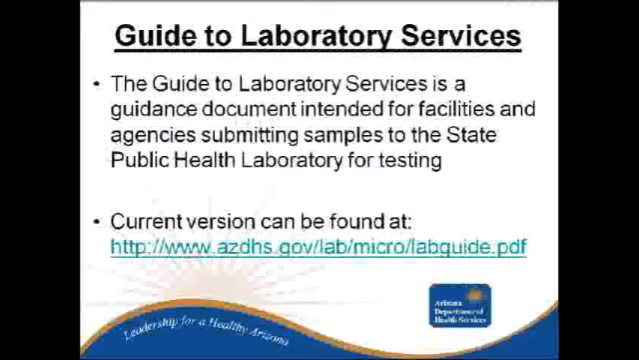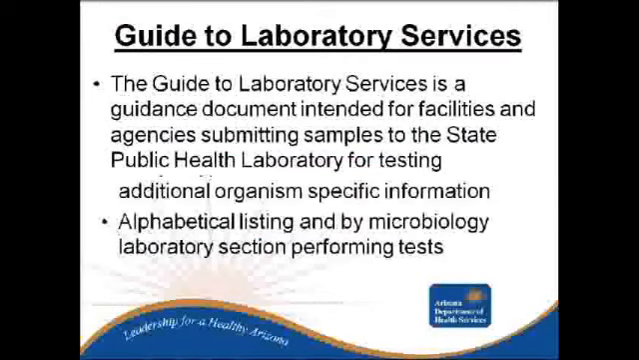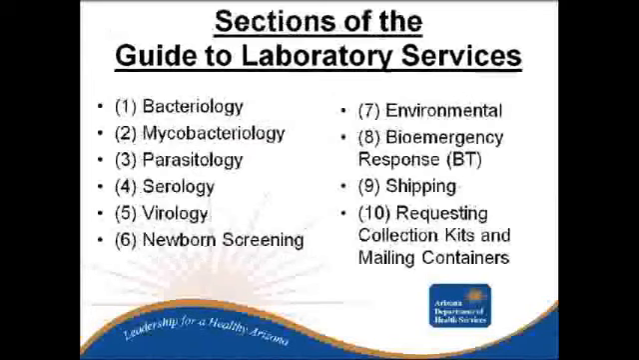So what this is, basically, is a reference or a guidance document that provides the services we offer by test. It's an alphabetical listing of diseases, and it's also broken up by the sections that are performing the tests. So the sections in the Guide to Laboratory Services are as follows. We're going to go over all of them today except number 6, which is the newborn screening section.